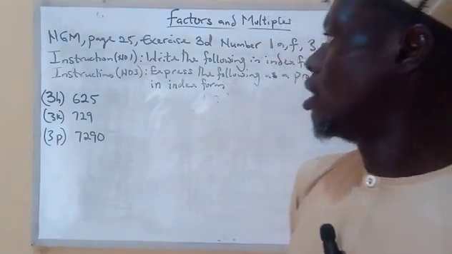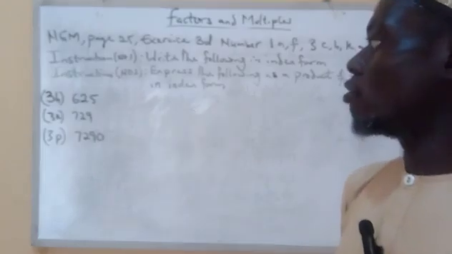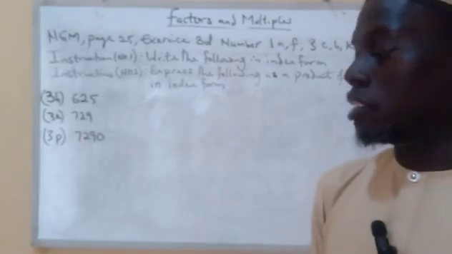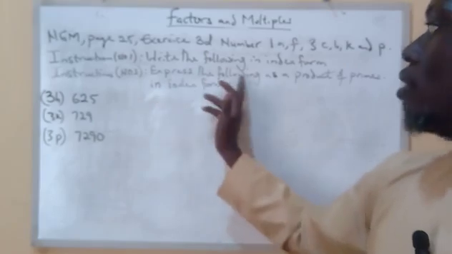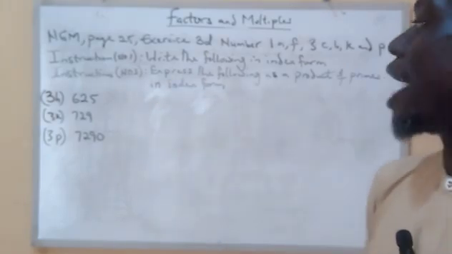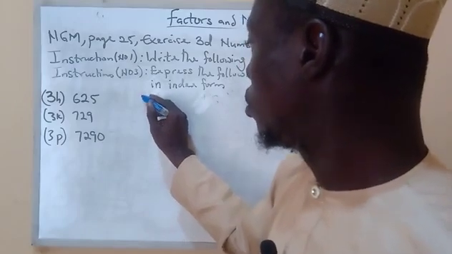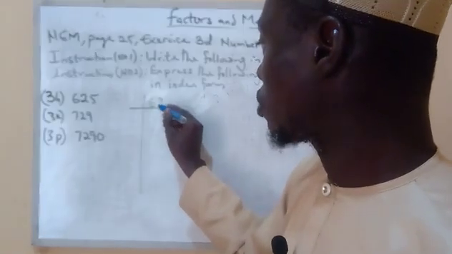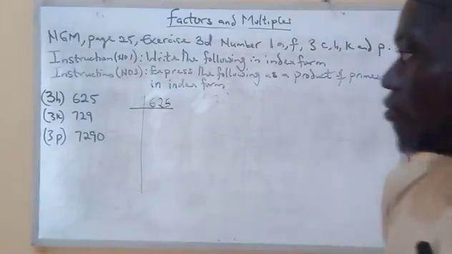So let's continue with the exercise 3D. Number 3, we have solved the 3C, so we move to 3H. In the 3H, the same instruction is given: express the following as a product of primes. So for the 3H, we have this. We use the factor method as we introduced in the previous lesson.